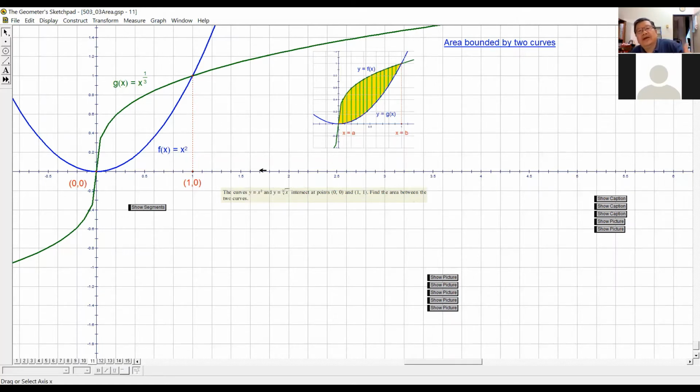So you look at the shaded region. Where is the shaded region? This is the shaded region between the curve y equals x squared and y equals cube root of x. Now, inside this shaded region, which curve is at the top, and which curve is at the bottom?